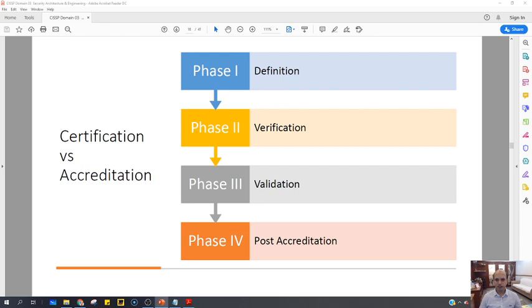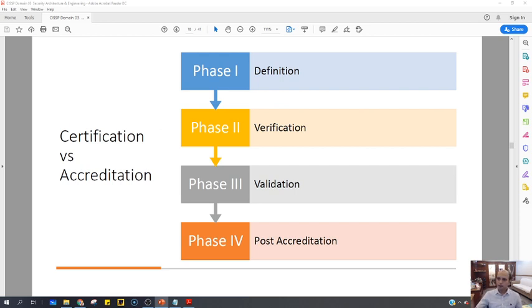Then finally verification. In the verification phase, we do refinement of whatever we have defined in the definition phase. Then finally validation. We need to verify that this is my requirement or my definition, and whether this particular product is well validated for the same or not. And then comes the post accreditation. It means maintenance, or system operation, change management, compliance validation, all those are covered in this particular phase 4, right?